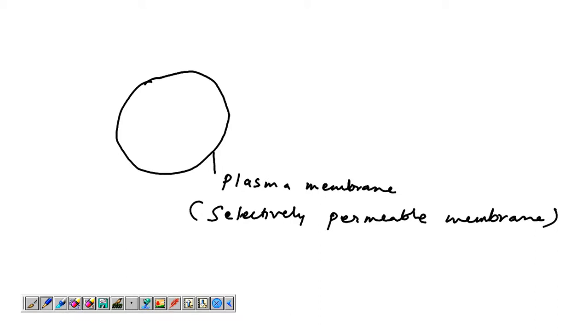Why is this a selectively permeable membrane? Because it does not let go across all the substances. It lets substances pass or go across the membrane, only some selective substances like CO2, O2, and there are many more. So how do CO2 or O2 go across the cell membrane through this process of diffusion? Let's see.